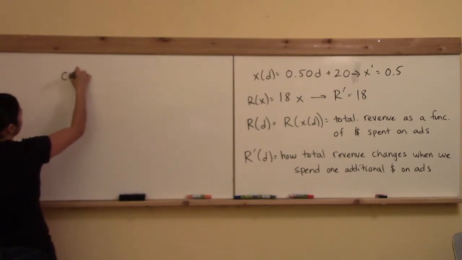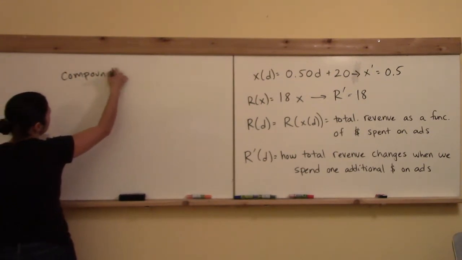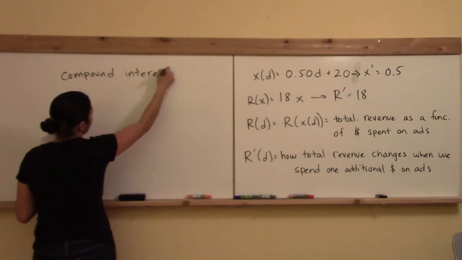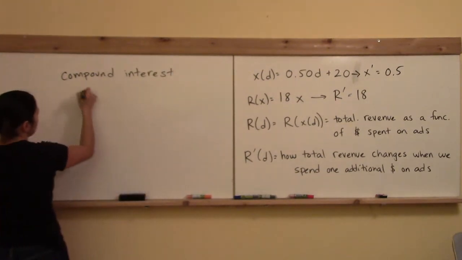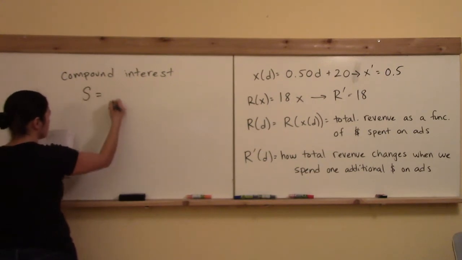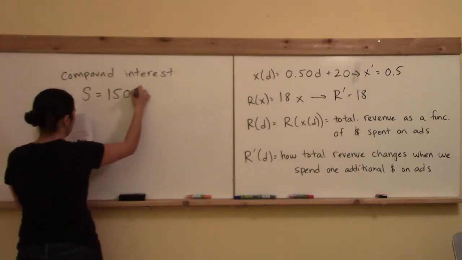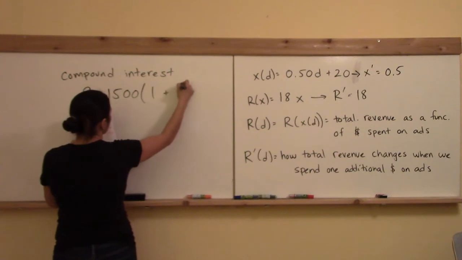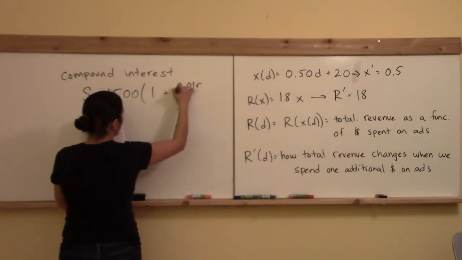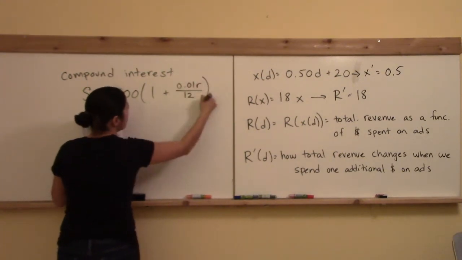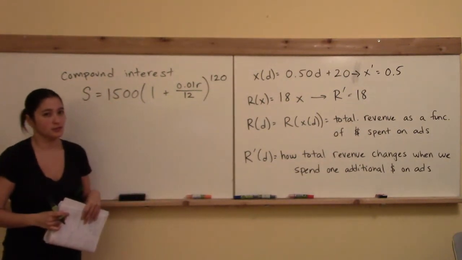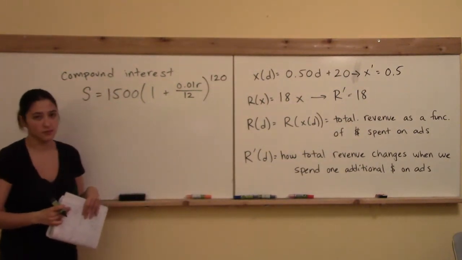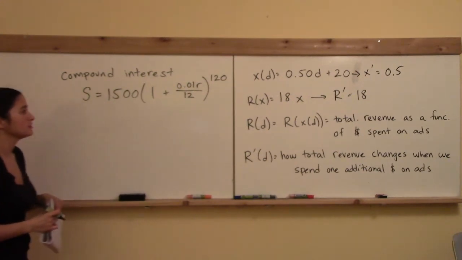Do you guys remember the compound interest? Let's study compound interest a little bit in more detail now that we know about derivatives. Let's say S, the future value of our account, is 1,500 times 1 plus 0.01 R divided by 12 to the 120. Do you remember seeing equations like this in previous videos of mine? We spent a long time on this, yeah.